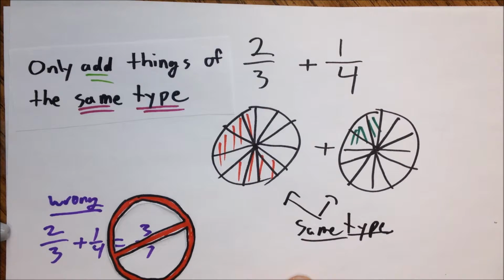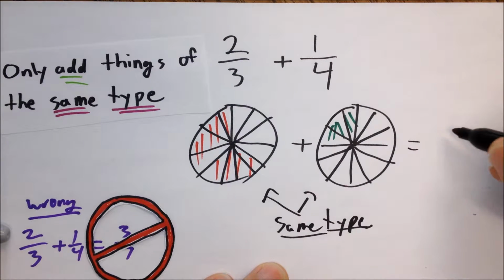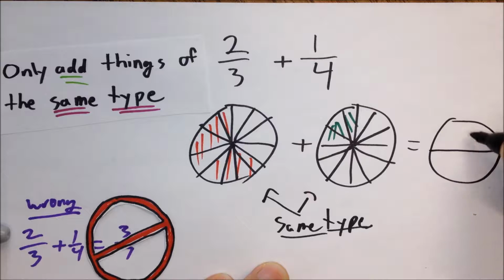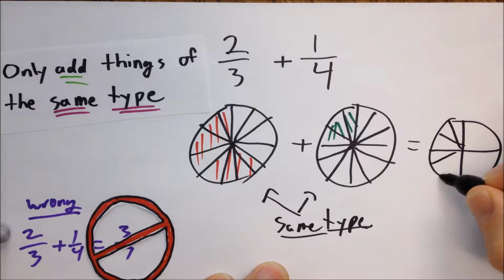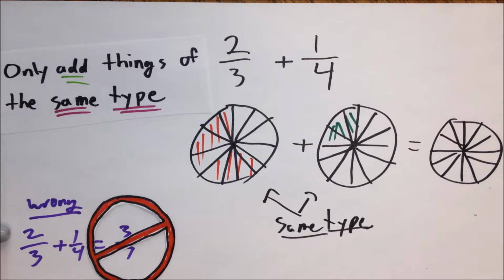And the question is, what's our answer when I put these together? When I put these together, the answer is, let me mark these together. I think this is a 12. That has 12 to it.